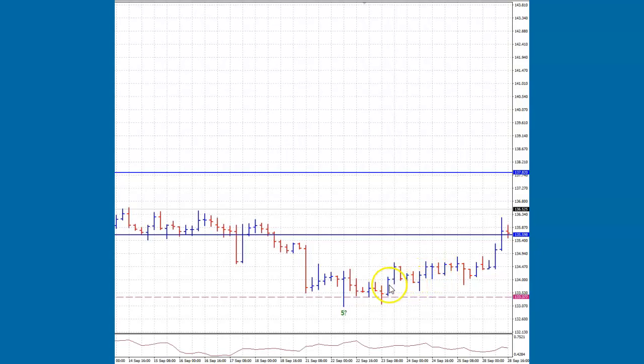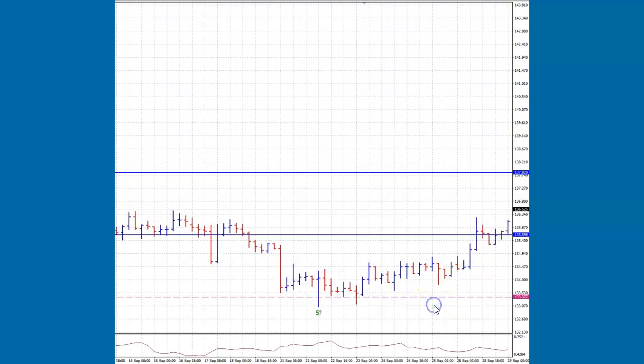One, two, three, four. Nope. I don't get that 8 bar low. But I'm going to say that as soon as I break up in here, this is locking this in.